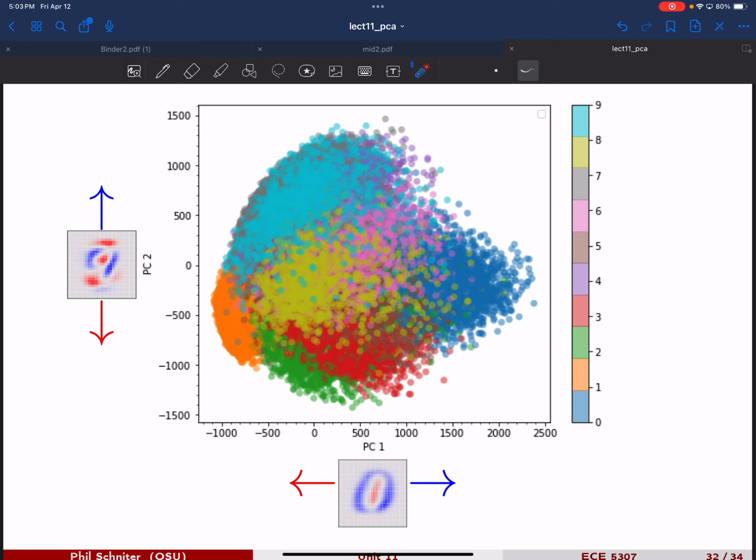Now, of course, you're quite limited with what you can do with a scale and a shift of those two vectors. So you can't fully distinguish all the digits, and that's why we see this overlap. But it is instructive to see what PCA comes up with to represent all these MNIST samples. Any questions with that? Okay.